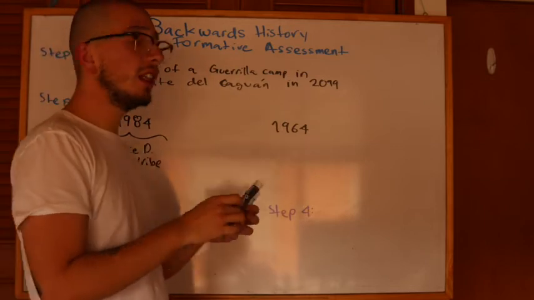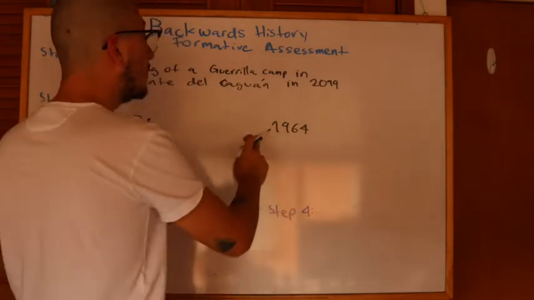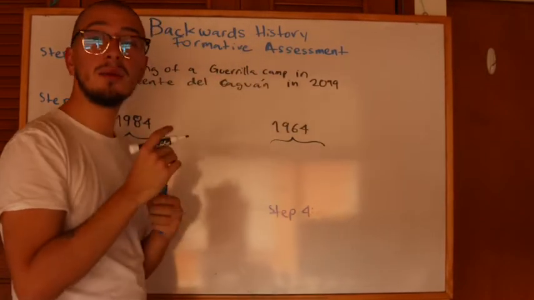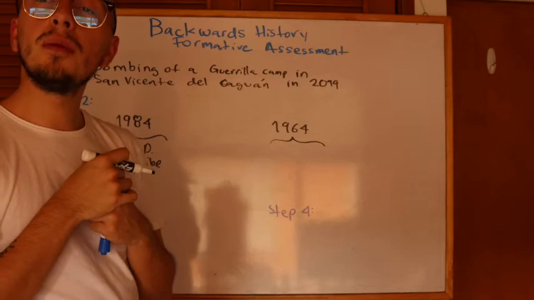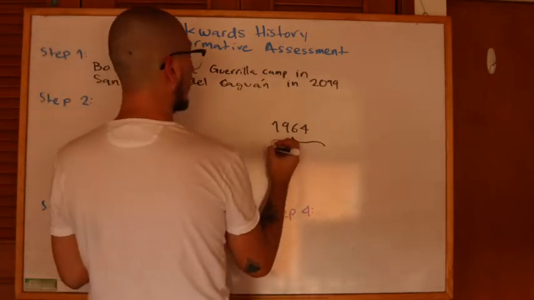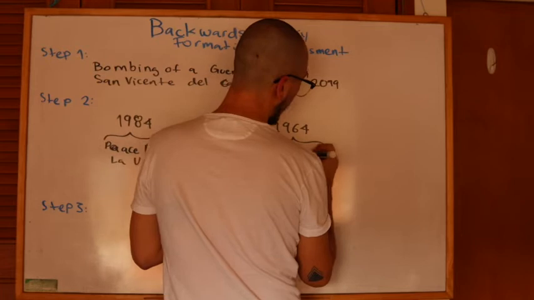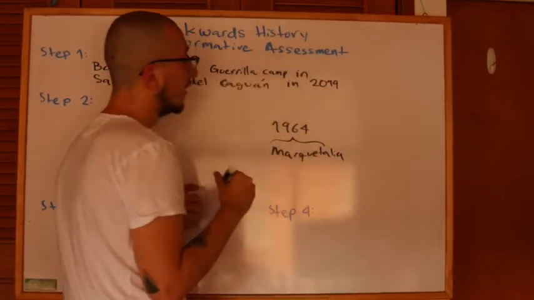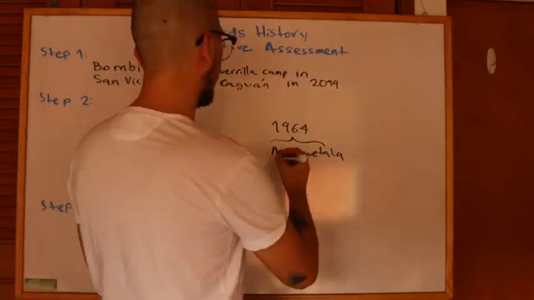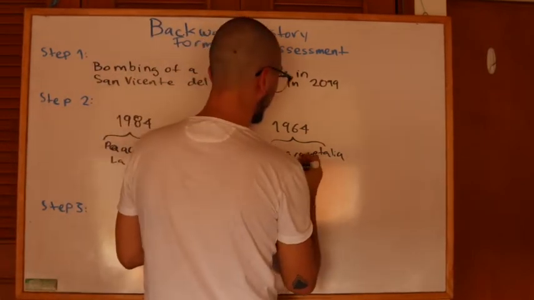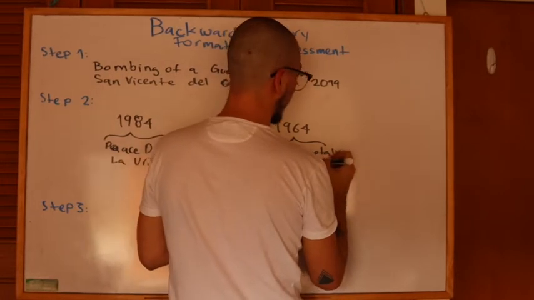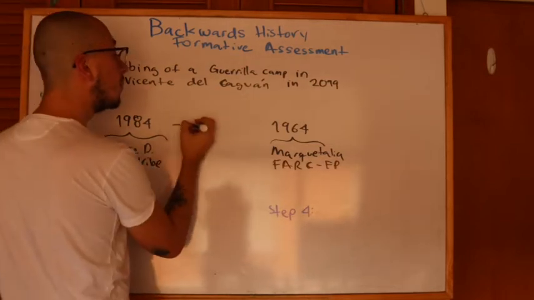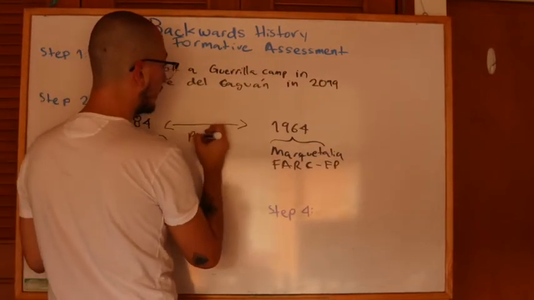Something very similar in terms of political violence happened in 1964 when the government, with help of the US military, bombed and attacked a town called Marquetalia. This is the birth myth of the FARC-EP. Yes? And the purpose of step 2 is to relate both of these elements with political violence.